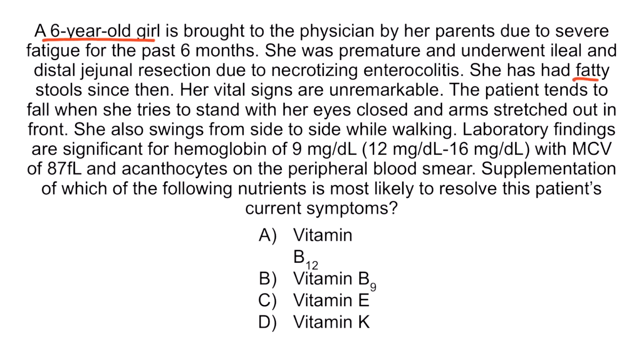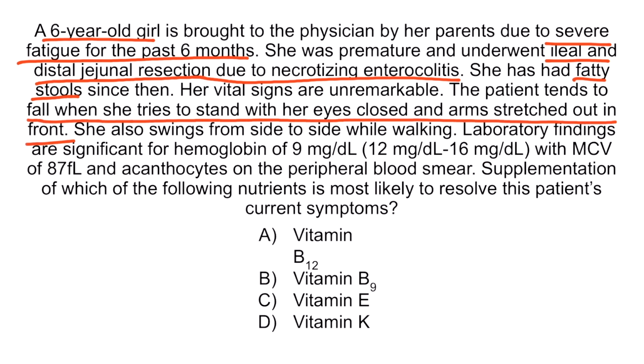This young girl has had fatty stools since her ileal and distal jejunal resection due to prematurity-related necrotizing enterocolitis. This finding indicates malabsorption due to short gut syndrome. Currently, she presents with severe fatigue for the past 6 months. The patient tends to fall when she tries to stand with her eyes closed and arms stretched out in front. This clue represents the positive Romberg test. She also swings from side to side while walking, which indicates ataxia.